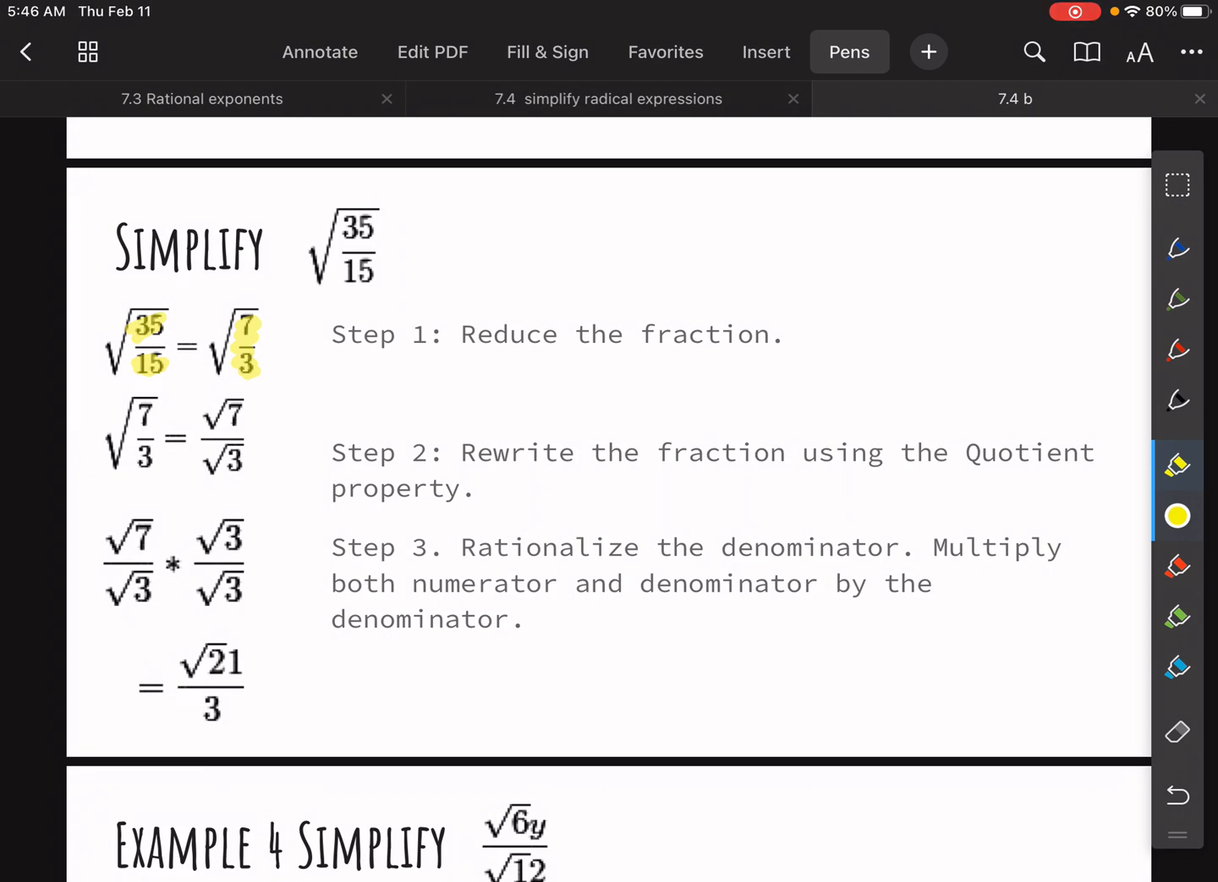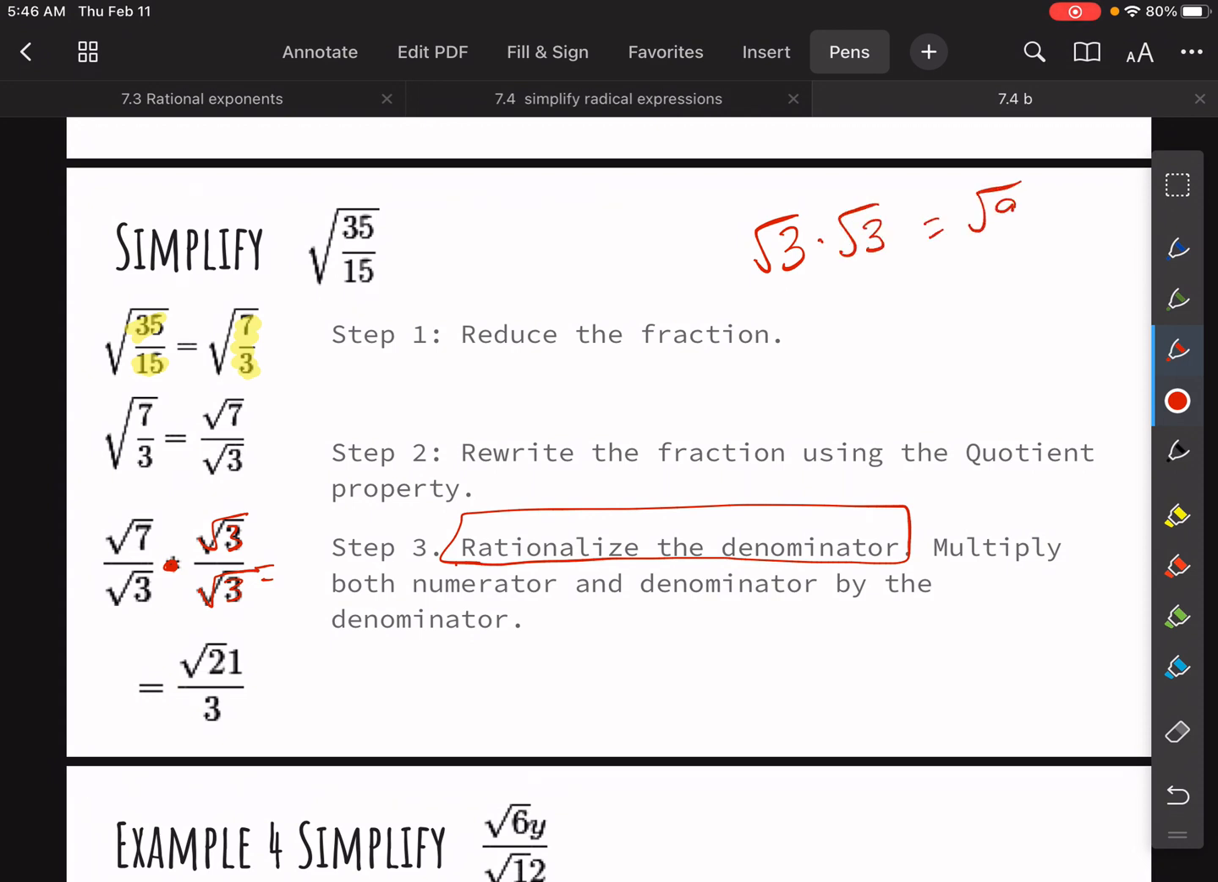All right, and then here's what we're going to do to rationalize the denominator, step 3. This is kind of the new thing: we're going to multiply by the square root of 3 over the square root of 3. The reason we do this is if you take the square root of 3 and multiply by the square root of 3, you end up getting the square root of 9. Well, the square root of 9 is just 3.